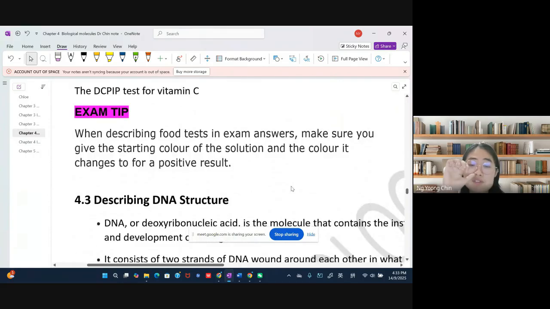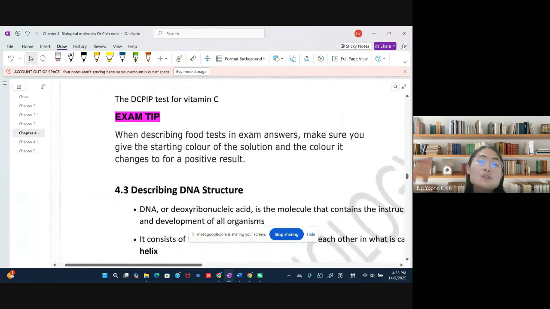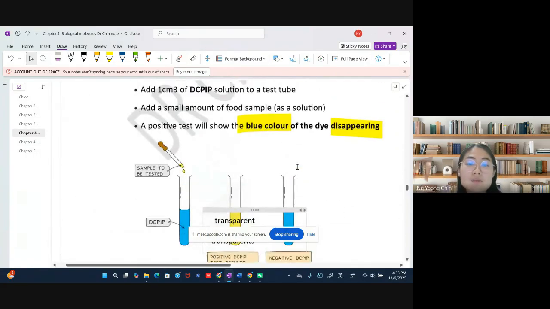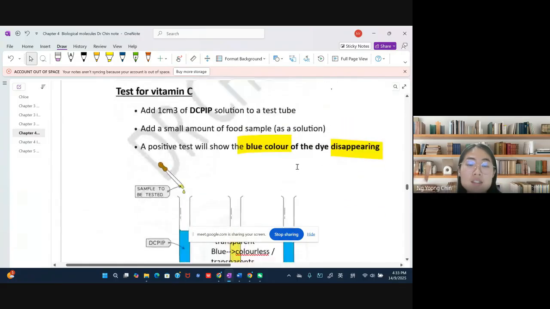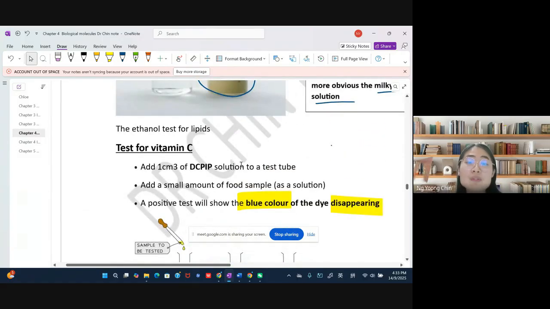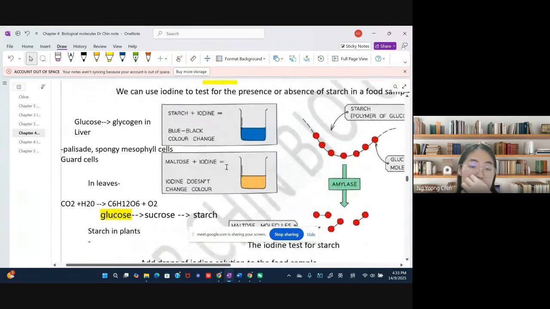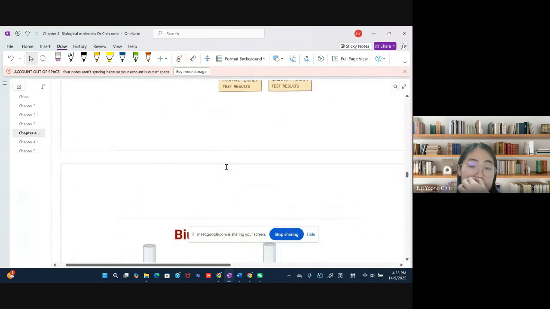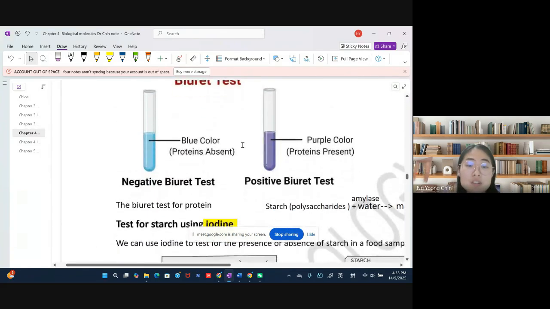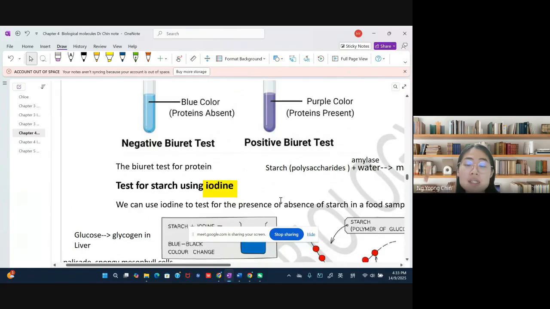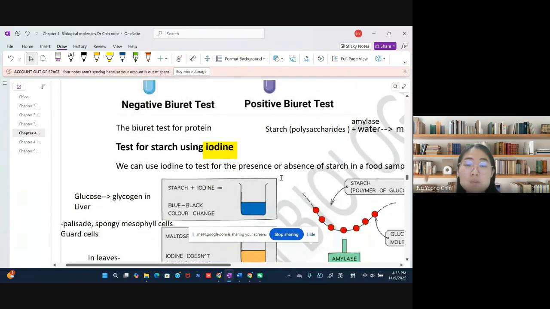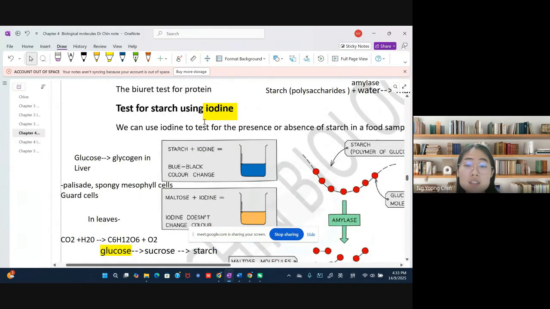So we have already finished the food tests. We just need to remember the colors. A lot of the solutions are initially blue, including DCPIP, the Biuret test and Benedict's solution, except the iodine. Iodine is yellow-brown in color.